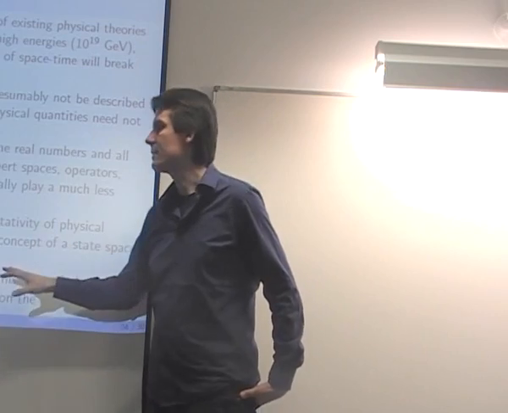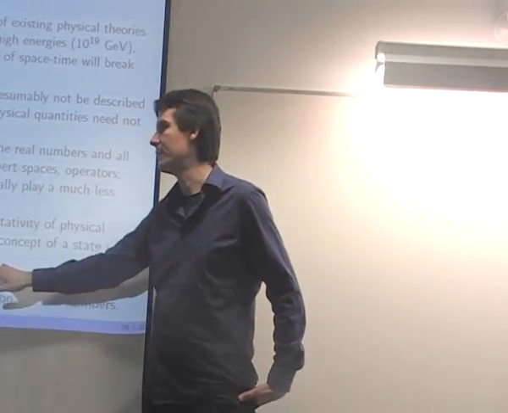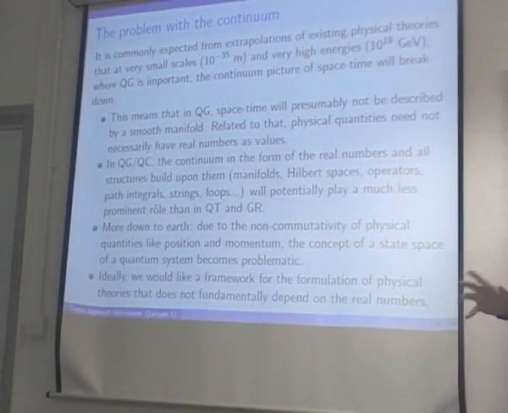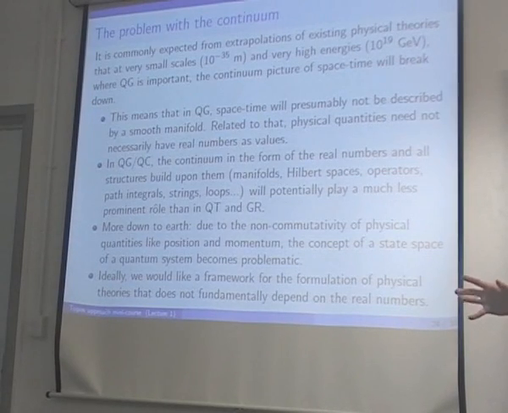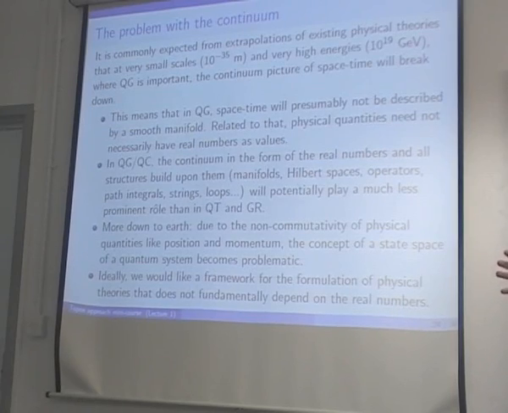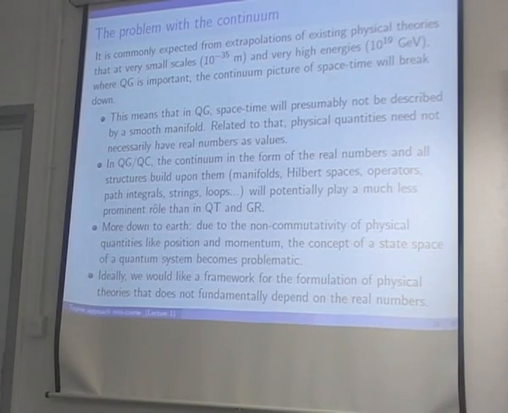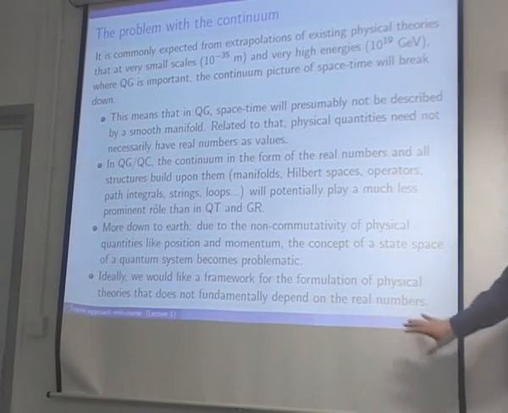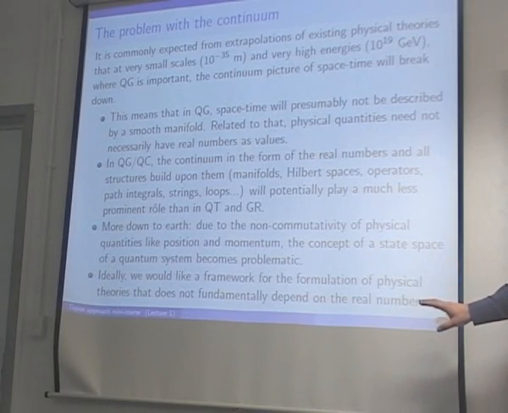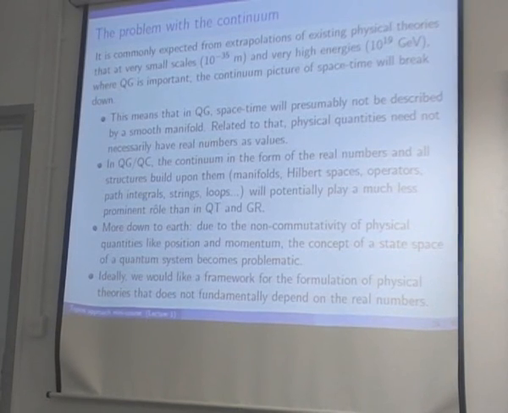But there are other reasons which are more down to earth, and even if you don't buy this, this is still true. Since we have non-commutativity of physical quantities like position and momentum, the concept of the state space of a quantum system becomes problematic. There is no state space of a quantum system as we have for a classical system. So ideally we would like a framework for the formulation of physical theories that does not fundamentally depend on real numbers. And we've only made a little progress in that direction, to say this clearly.